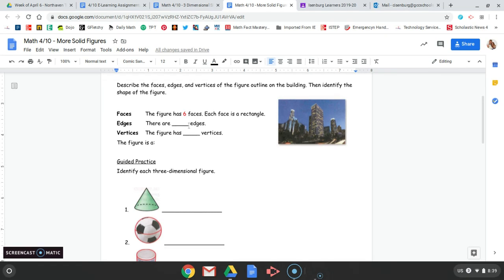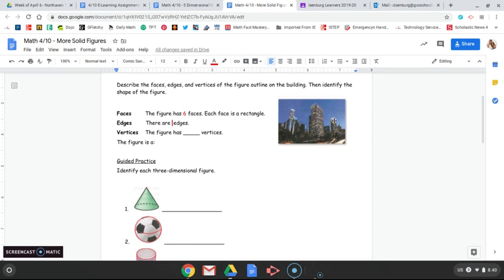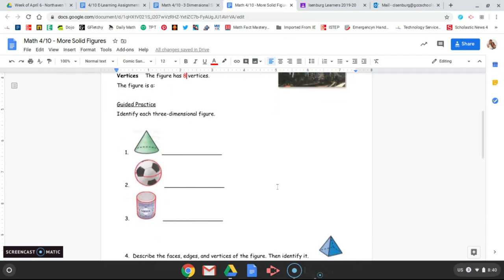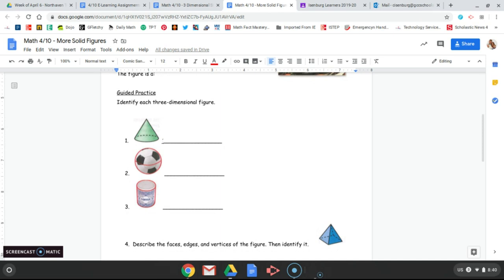What about edges? Can you pause and count the edges? Okay, this one has 4 edges around the top because it's a rectangle, 4 edges around the bottom, so that's 8, and then it has edges around the sides as well, so that would be 12. This figure has 12 edges. Vertices, go ahead and pause and count your vertices. Okay, this shape would have 4 vertices on the top, 4 vertices on the bottom, so that makes 8 vertices total.